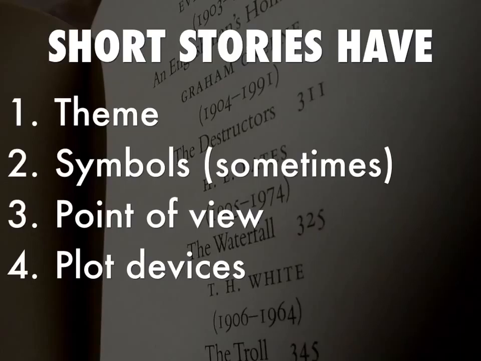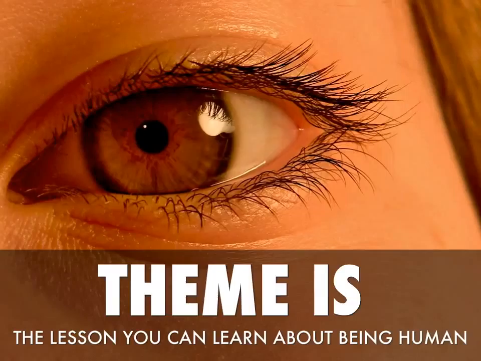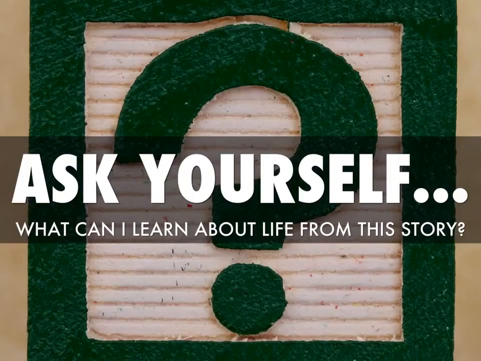First thing we want to look at is just an overview of the things we're going to be focusing on: theme, symbols, point of view, and plot devices. First, we want to think about theme. We've done theme before in English, but we want to go a little deeper this time. You can think about theme as the lesson you can learn about what it is to be human. So while you're reading, you want to ask yourself, what can I learn about life from this story?